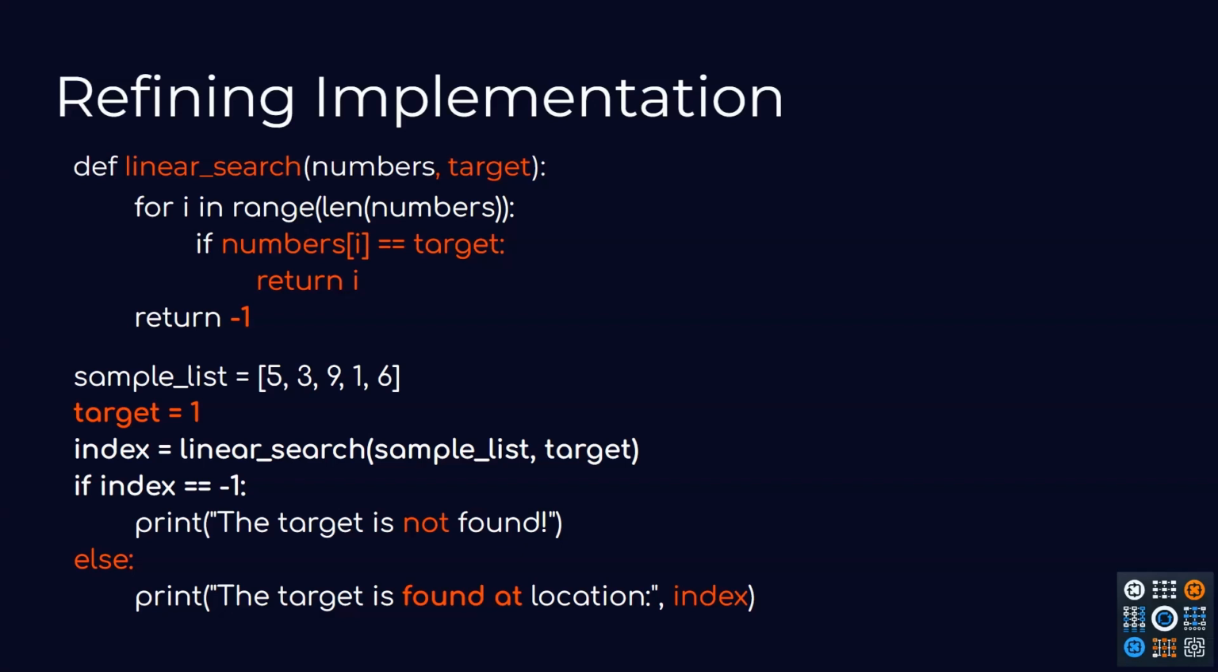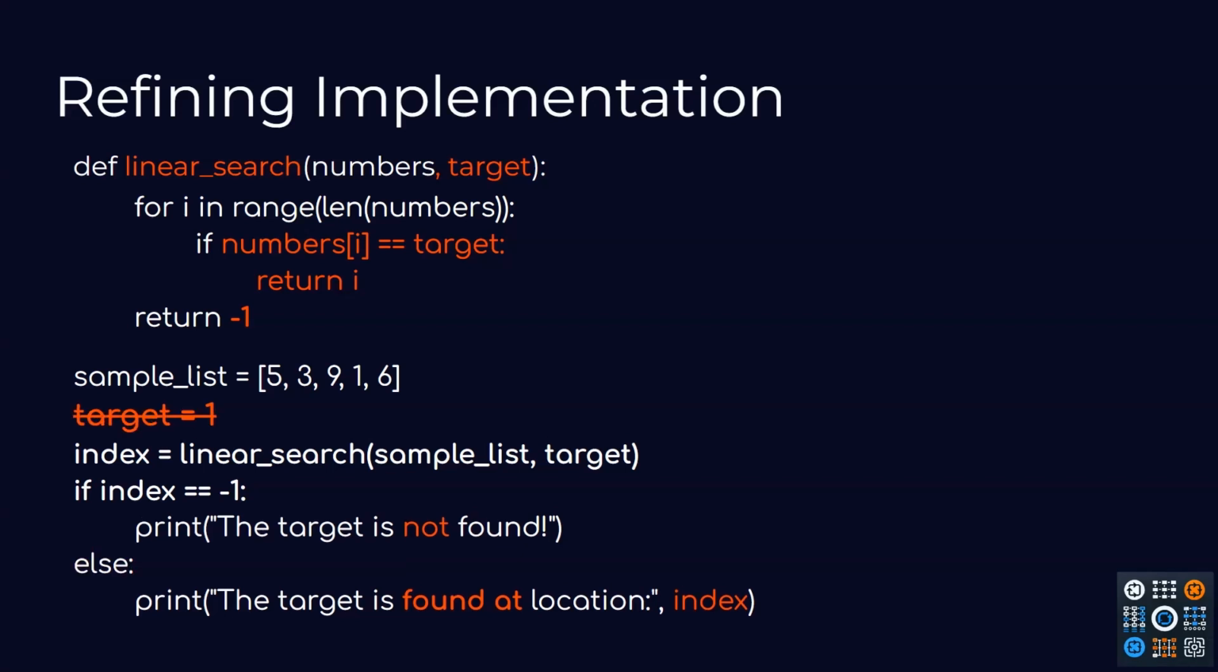This approach makes the output much more informative and user friendly, clearly distinguishing between a successful and an unsuccessful search. In our final refinement, we will improve the flexibility of our linear search by allowing the user to specify the target value rather than hard coding it in the code. Previously, we set the target value directly using a statement like target is assigned 1. While this worked, it's limited because the target is fixed within the code.